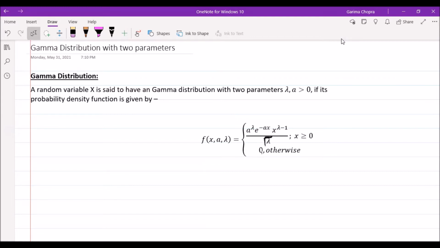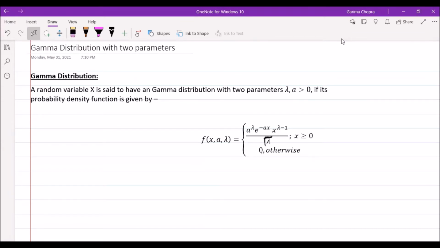Firstly, we will be discussing its probability density function. Then we will be discussing its moment generating function. From the moment generating function, we will be evaluating its first two moments about origin. And with the help of those moments, we will be finding the mean and variance of gamma distribution.